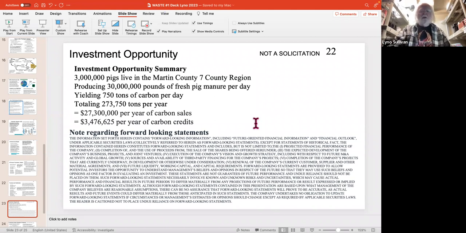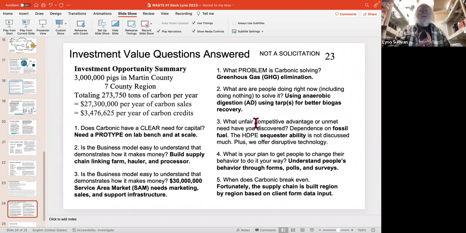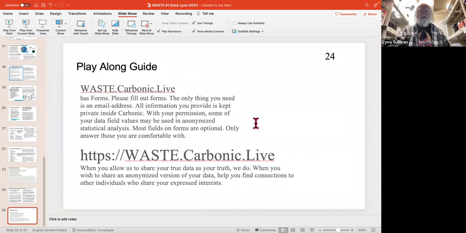So that's that one. And then here's my closing questions. And here again is the waste.carbonic.live.